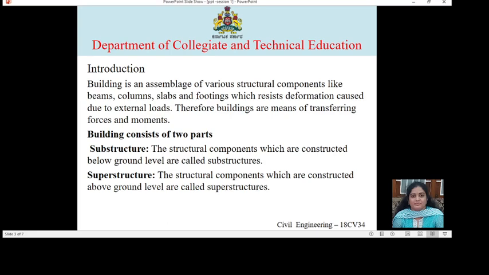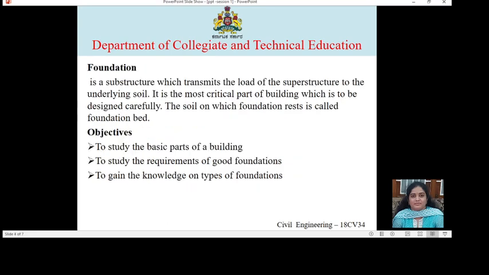So it has two major parts. One is substructure. It means the structural components which are constructed below the ground level are called substructures, the part which you cannot see from the outside. The superstructure means the structural components which are constructed above the ground level, which you can see from the outside. So these are the two major parts, substructure and superstructure.